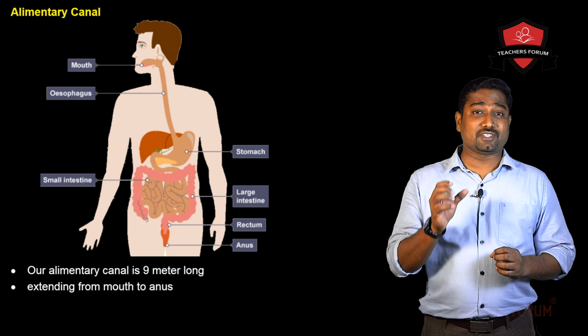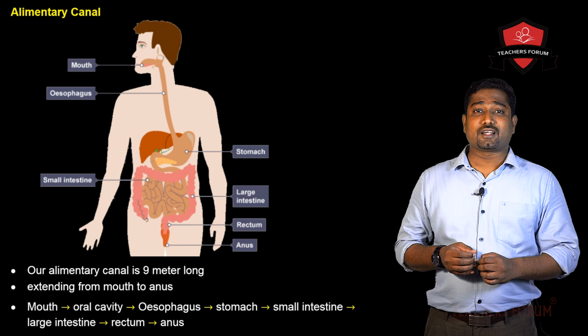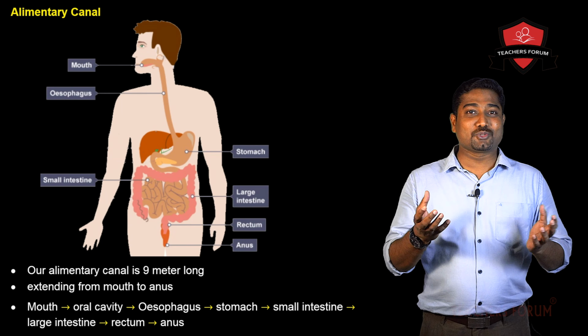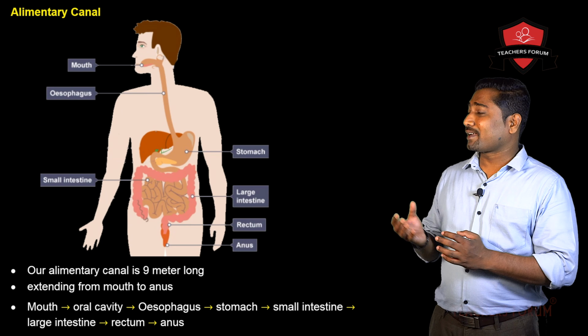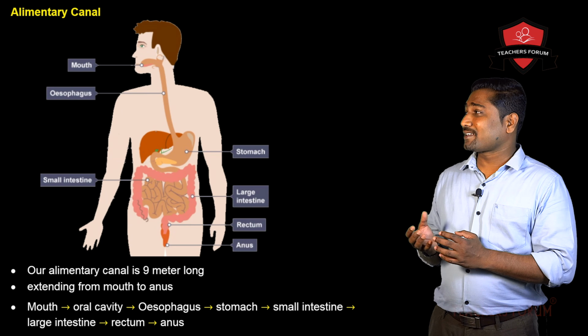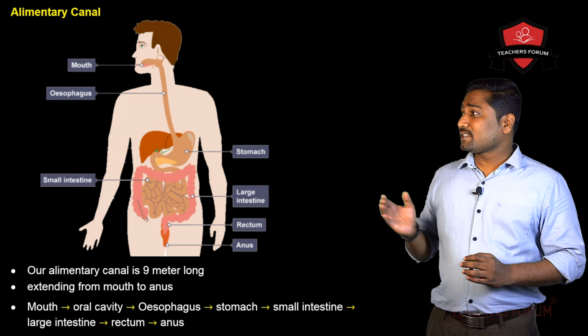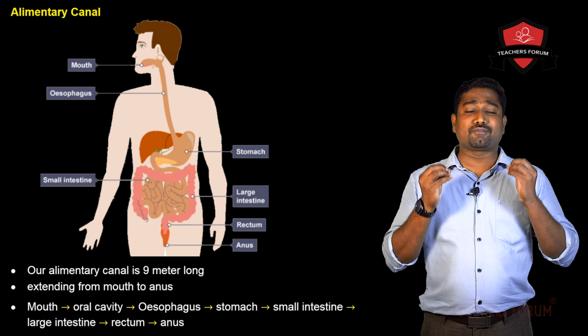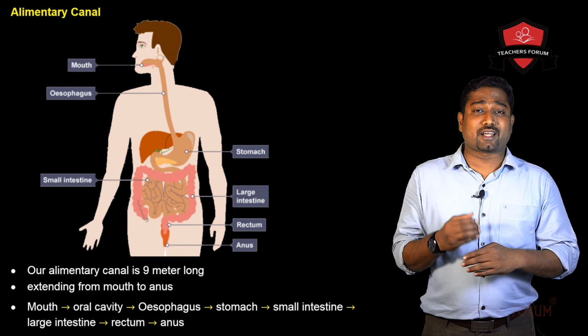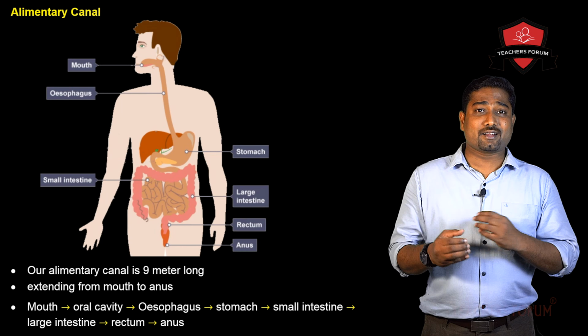Like I told you, it starts with the mouth. The mouth is a small opening between your two lips. The mouth opens to a buccal cavity, also called the oral cavity. The oral cavity leads to a tube-like structure called the food pipe, also called the esophagus. The esophagus connects to a J-shaped elastic muscular bag called the stomach. Later, the stomach leads into a highly convoluted, highly coiled, tangled structure called the small intestine.